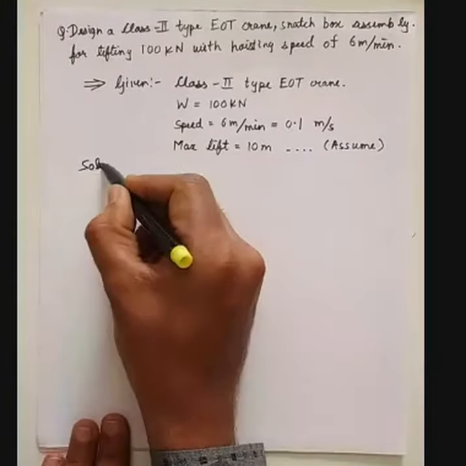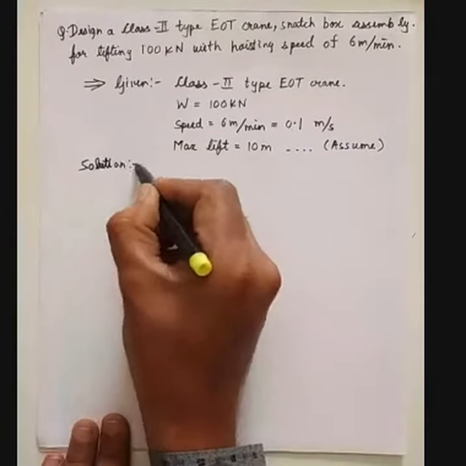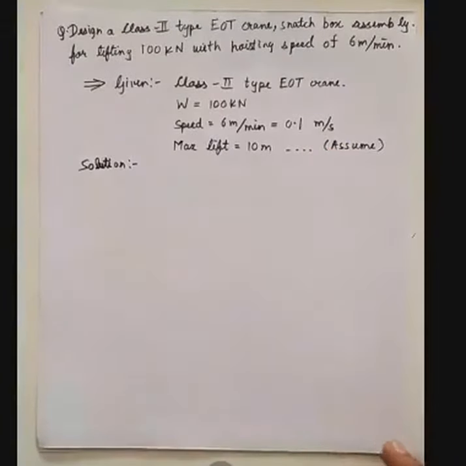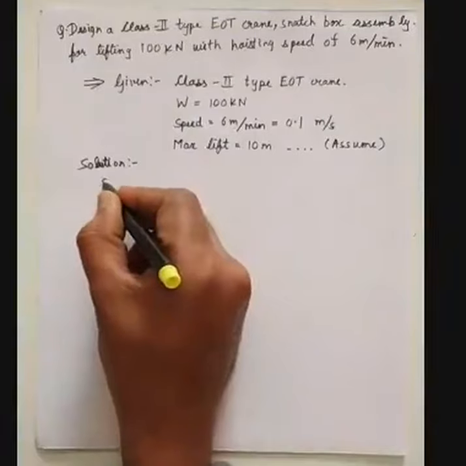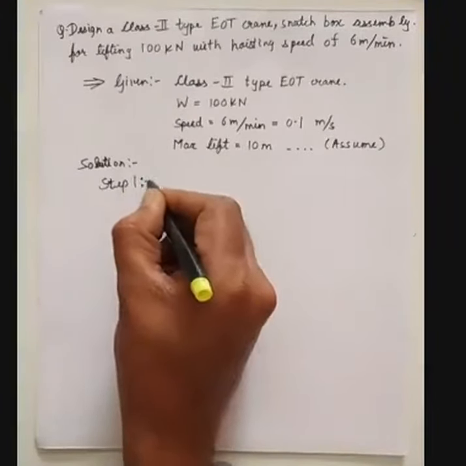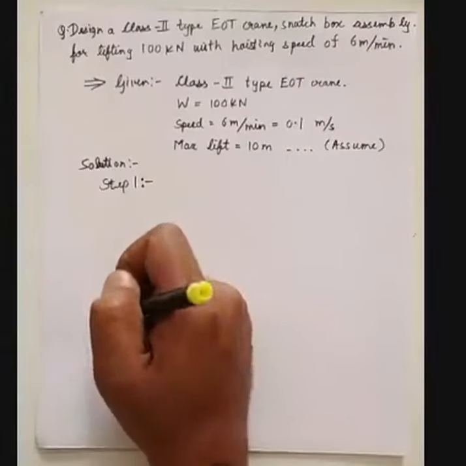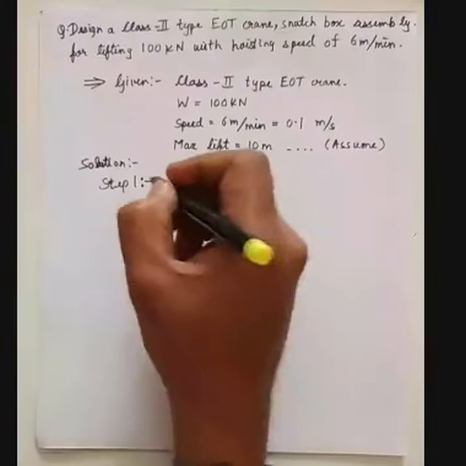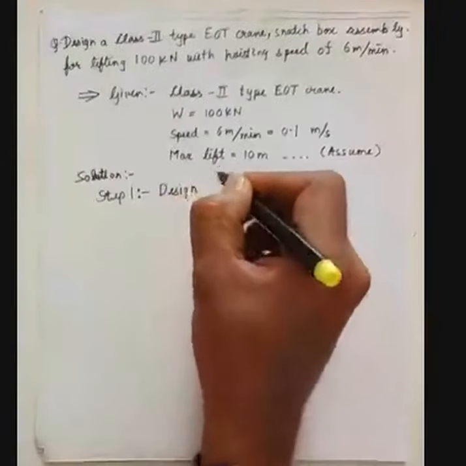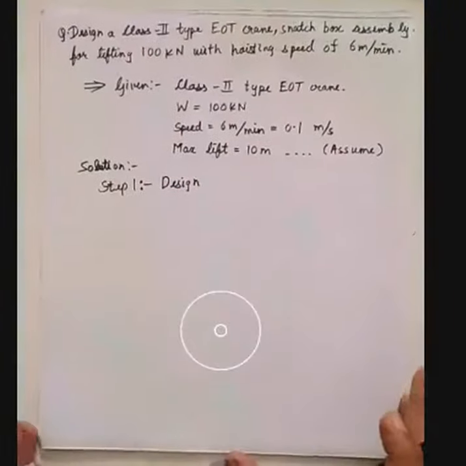We'll start with the solution, and as I have already given you the steps which we will be using in the solution, step by step we will design the things. So in the very first step, if you can see in your steps, what we are designing is the design of rope. Design of rope, the most important part.